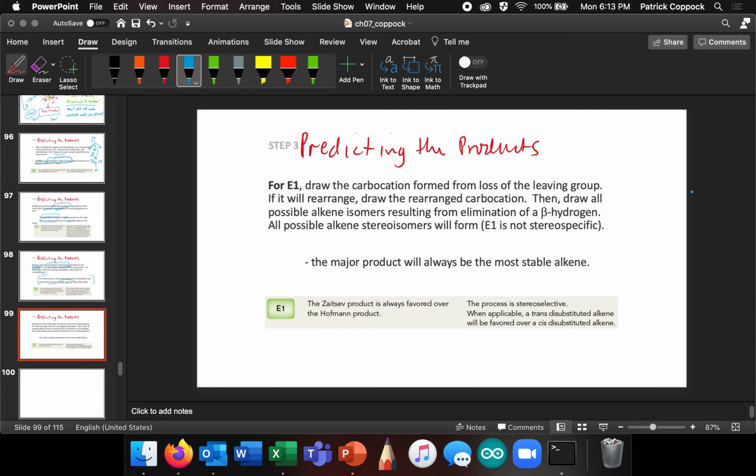For E1, you draw the carbocation first, and then you consider a rearrangement. If a rearrangement is possible, you draw the rearranged carbocation. After you have the carbocation, you've decided what's the most stable carbocation, then you find all the beta hydrogens, and you strip them off and make an alkene. The major product for E1 will always be the most stable alkene.